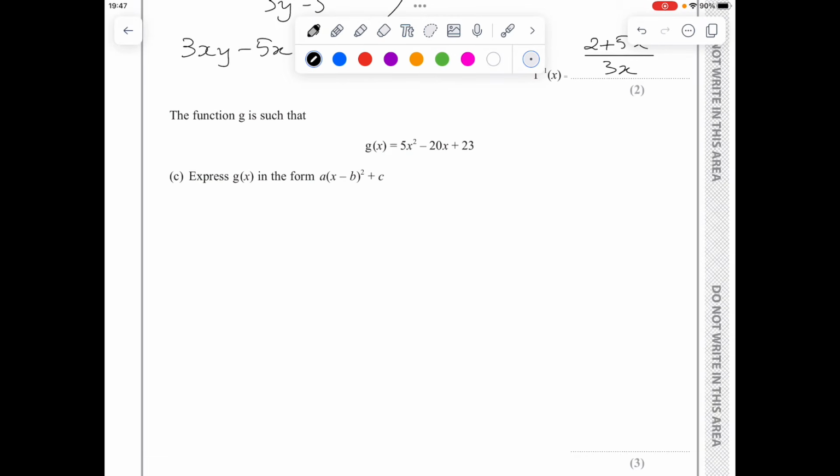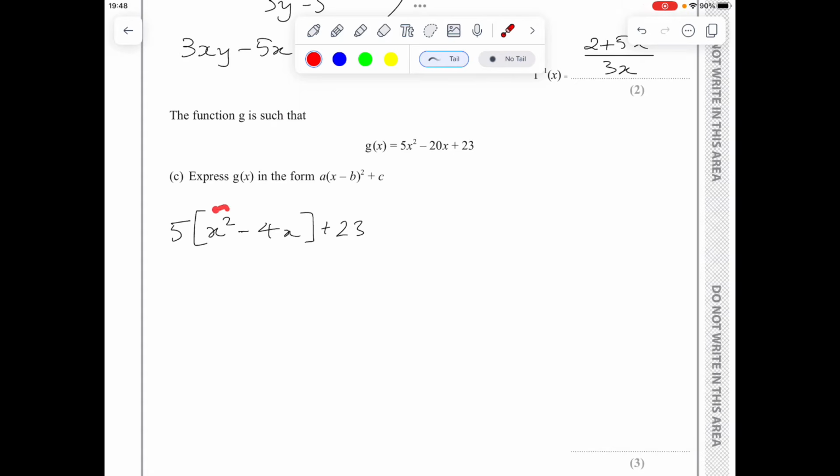Part C is independent of parts A and B. I have a new function and I need to express it in this form. So basically I'll need to complete the square. I'll start by taking out a common factor of 5 from the first two terms. So 5 square brackets x squared minus 4x, close the square bracket, plus 23.